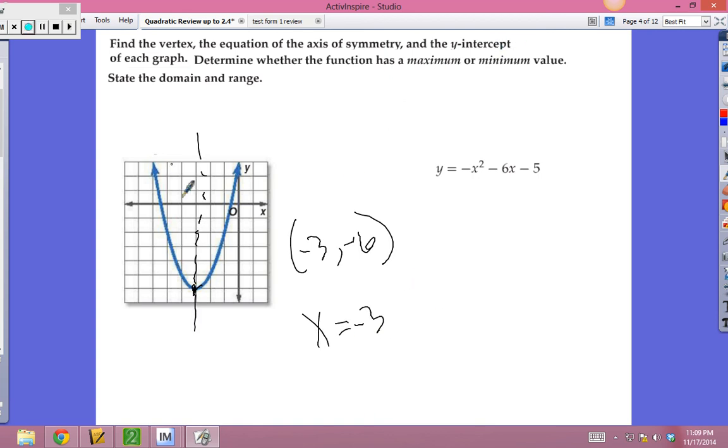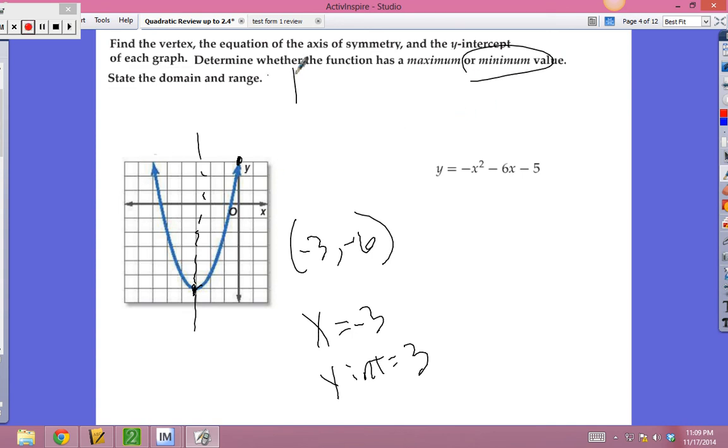The y-intercept is where your parabola is going to cross the y-axis. It's going to cross, looks like right here. Y-intercept is 3. Okay, does this have a maximum or a minimum? This vertex is at the very lowest point, and that would be a minimum.